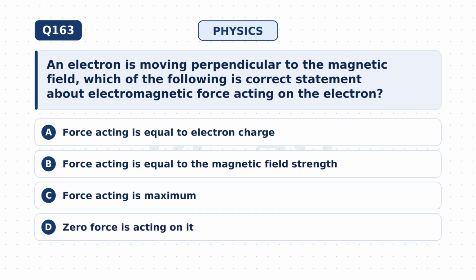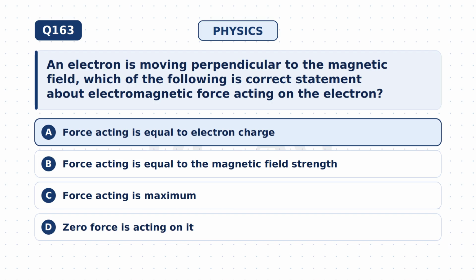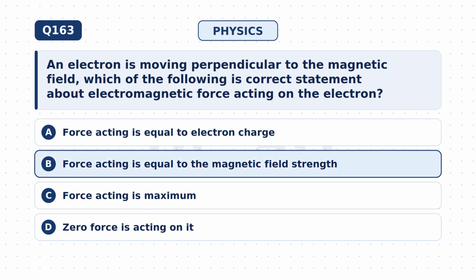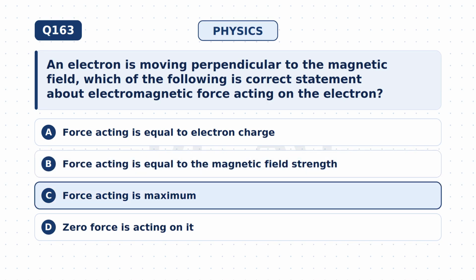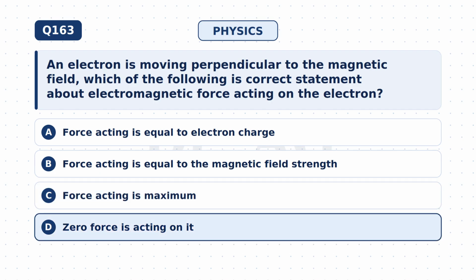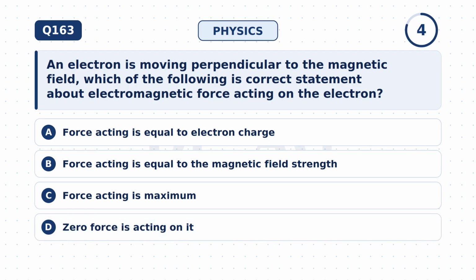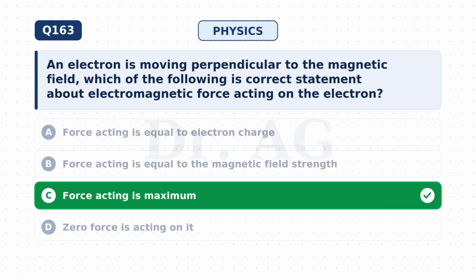Question 163. An electron is moving perpendicular to the magnetic field. Which of the following is correct statement about electromagnetic force acting on the electron? Option A, force acting is equal to electron charge. Option B, force acting is equal to the magnetic field strength. Option C, force acting is maximum. Option D, zero force is acting on it. The correct answer is C, force acting is maximum.